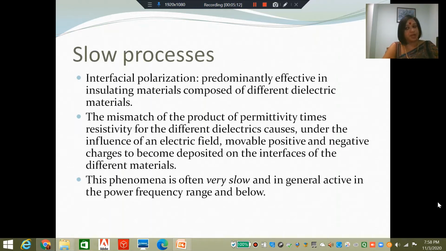So if you have J is equal to sigma E, and the sigma is different, even if you had the same electric field on both sides of the interface, the current J1 will not be equal to J2, which means the number of charges flowing per unit time to the interface will not be equal to the number of charges which are flowing out of the interface per unit time.